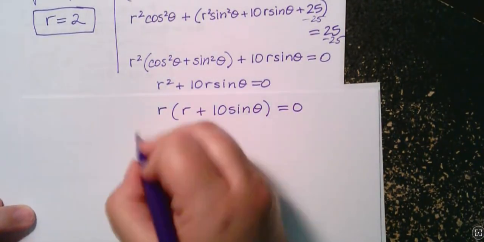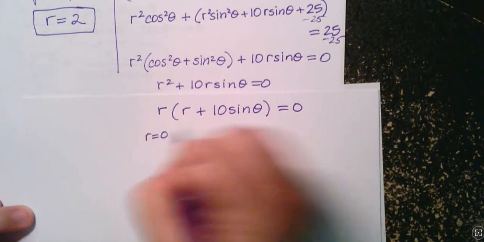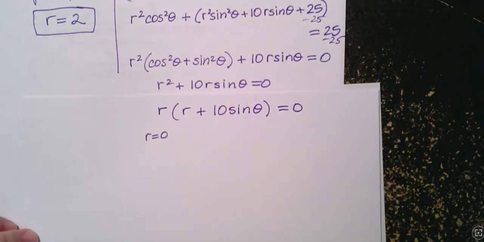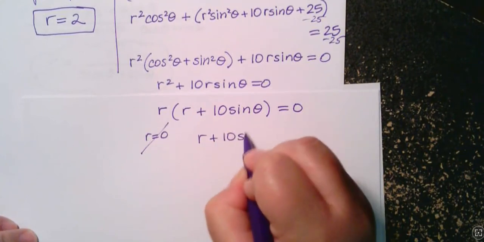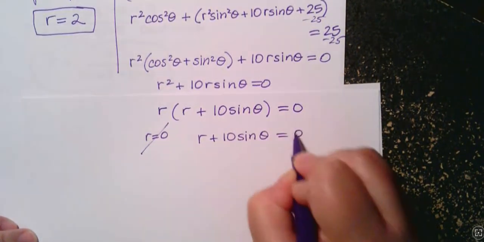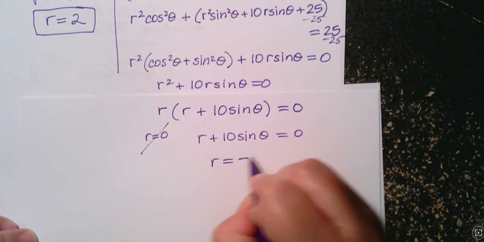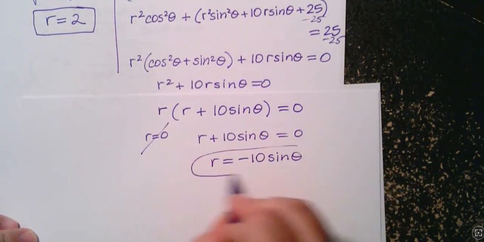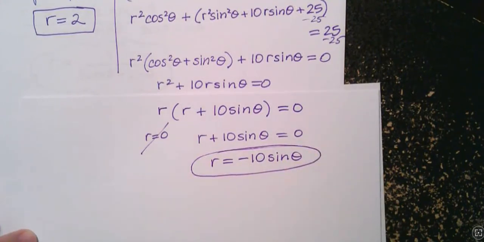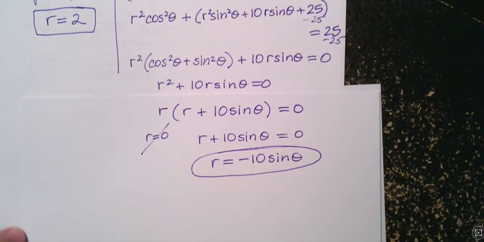This is a factor. So r equals 0, well, that's not even going to be a possibility because then I wouldn't have anything. And I definitely had something here. All right, so r plus 10 sine theta equals 0. That means r equals negative 10 times the sine of theta, and there is my answer. That one was not a pleasant one, and sometimes you get those.